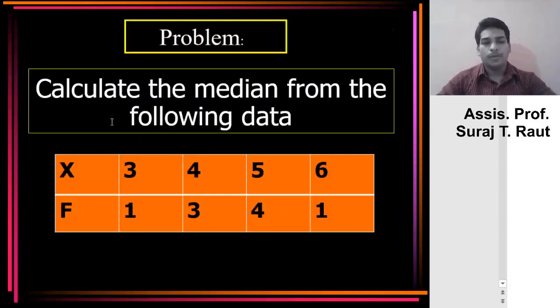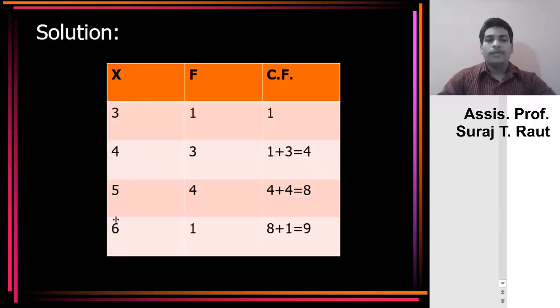We take one problem. Suppose we are given this problem. We have to calculate the median of this data. Values of x are 3, 4, 5 and 6, and the corresponding frequencies are 1, 3, 4 and 1. Then here we can calculate cumulative frequency similar to the previous problem. Here the first CF is 1, write the value of f as it is. Then the next value of CF is 1 plus 3, which is 4. Then the next value of CF is 4 plus 4, which is equal to 8.